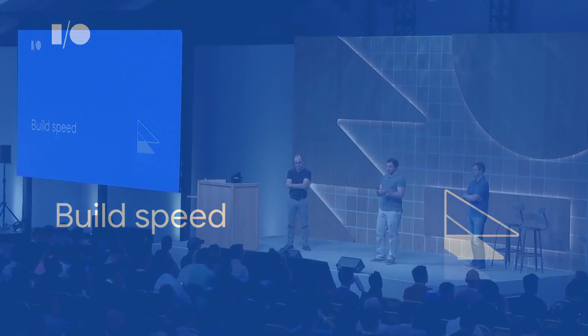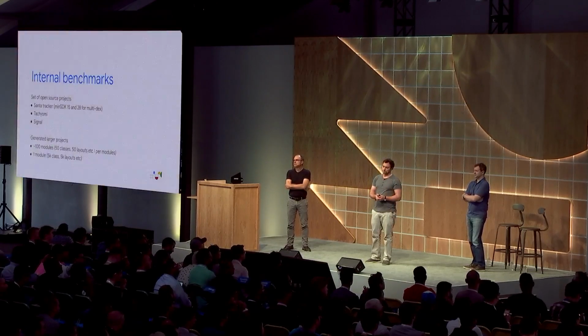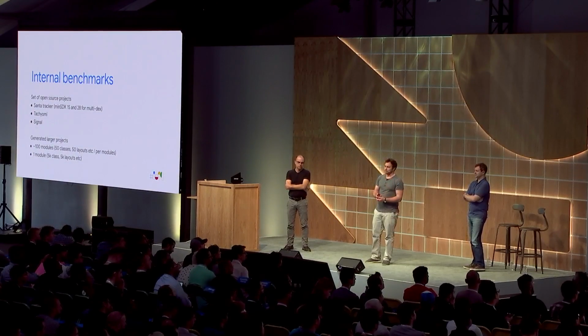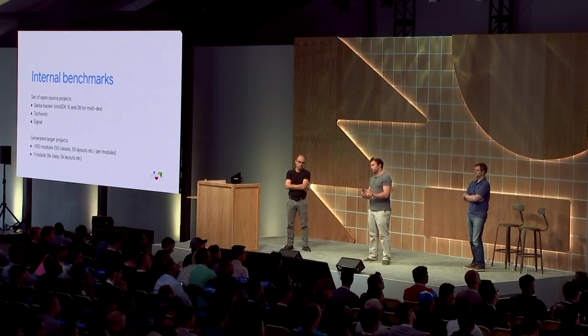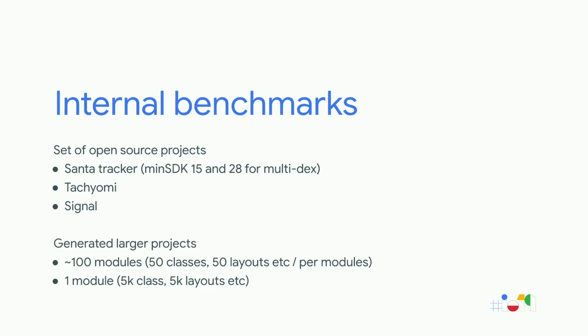But I cannot talk about build without mentioning build speed. So let me deep dive into this a bit, because it's really one of our top priorities. First, let me set the stage. To measure build speed internally, we use a set of benchmarks. We use some open source projects like SanaTracker, MinSDK 15, and 28 for multidexing, and another one called Takeomi and Signal. But those are small-ish.